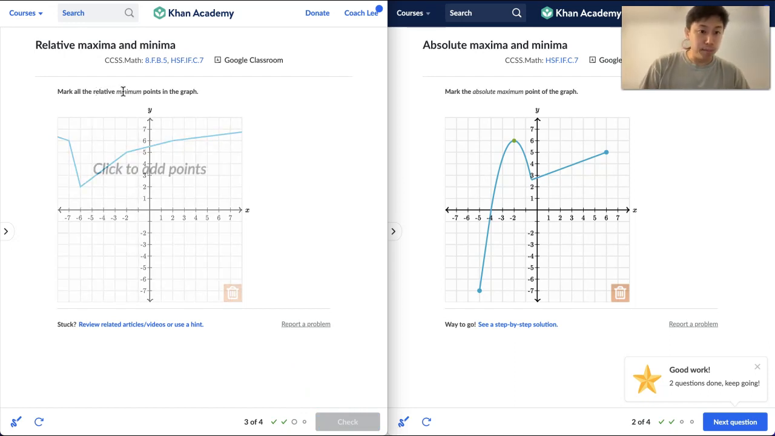Mark all the relative minimum points. Okay, so starts on the left. I'm decreasing. That's nothing. I'm going to decrease again. I have a relative minimum. In its area, it's the lowest point.